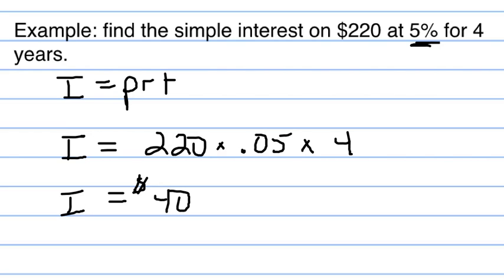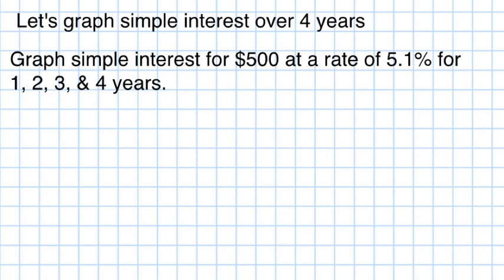So that's what I'm going to pay to the bank if I'm borrowing, but if I'm making 5% on the $220 and I've actually put this into an account, then I'm going to make $40 for that amount. Okay, this time we're going to actually graph the simple interest information over 4 years. And you can see on your notes that you have a table that has 4 years listed out. So we're actually going to be figuring out the simple interest for the first year, the second year, the third year, and the fourth year, and then we're going to graph it.